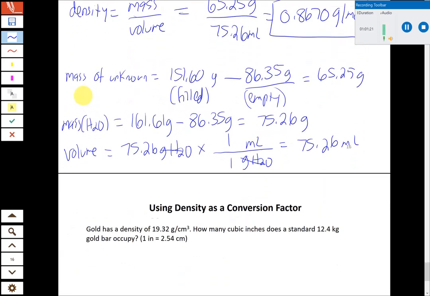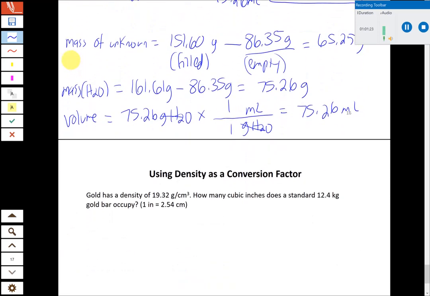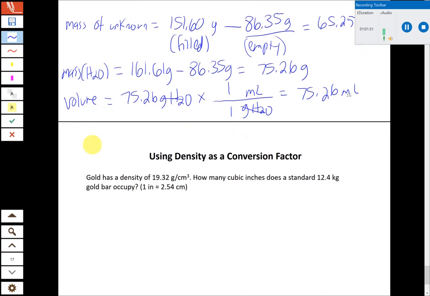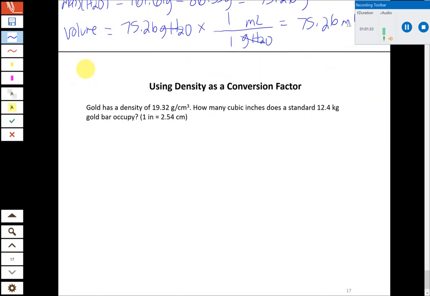All right, and then the last thing we'll do is using density as a conversion factor, which we sort of did up here. In this last step, to find the volume of the container, we used the density to convert between mass and volume of water. And we're going to do the same thing here, but with a different substance, gold.